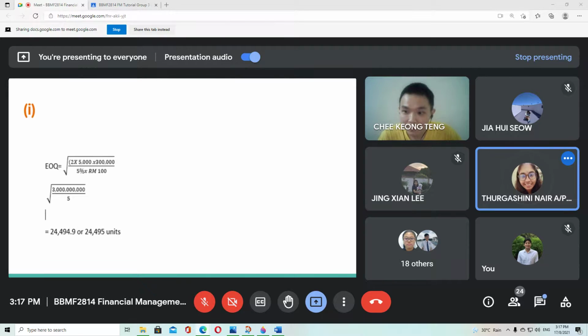So for the 2 times 5,000, 5,000 is the cost per order, times 300,000 is the demand per year, divided by 5% times 100 ringgit. So you will get the answer 24,494.9. So round off to 24,495 units. So that's the EOQ.